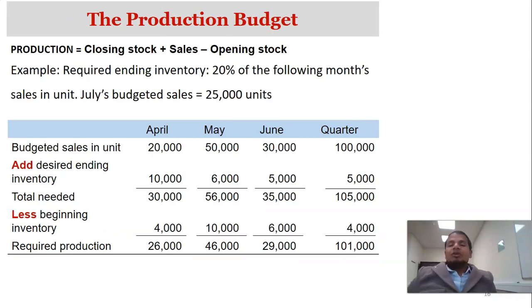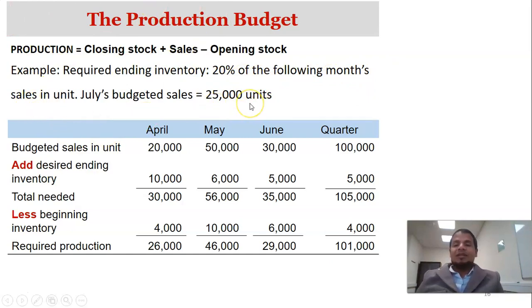Production budget. How can we prepare the production budget? Production is how much product we need to produce. Production depends on sales and also on the amount of opening and closing stock that the company wants to maintain. Opening stock is already available, but we also need to know how much we expect to maintain at the end of the period. For example, in this example, the required ending inventory is 20% of the following month's sales.